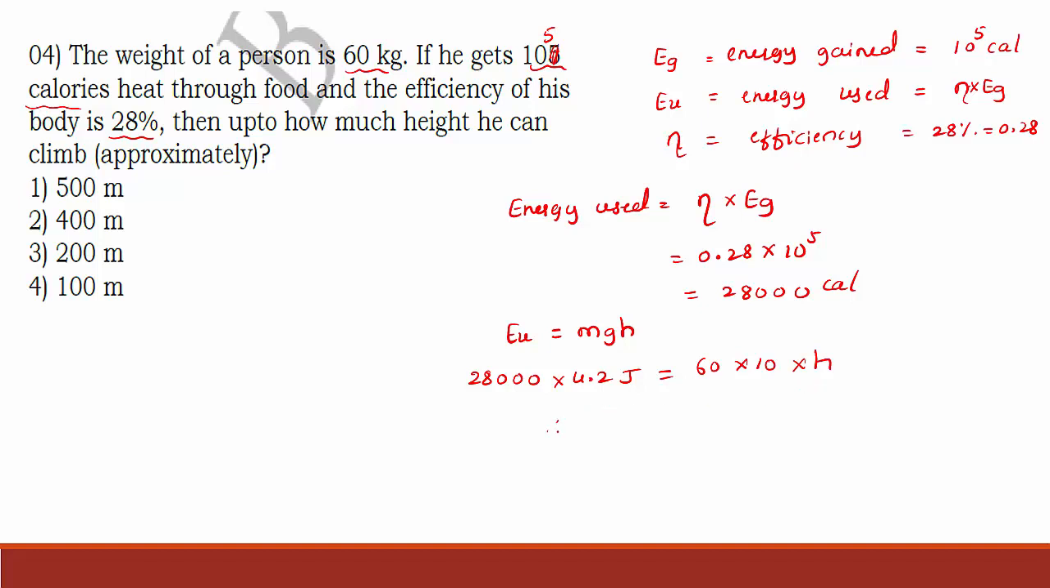So therefore h equal to, after calculating all the values, we can write 199 meter. But there is no option like 199, so we can write approximately it is equivalent to 200 meter. This is the height he can climb. So 200 meter means option third is right.